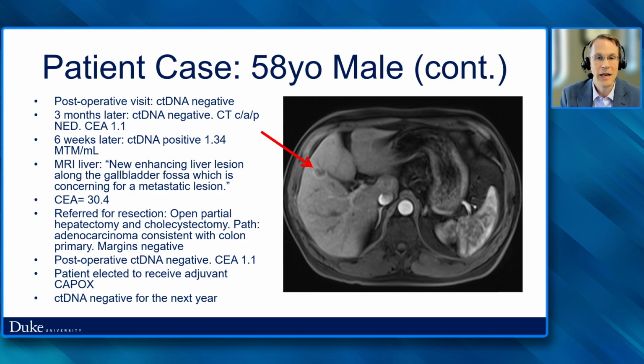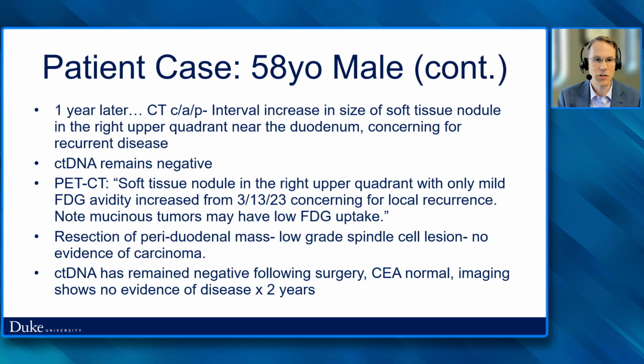Now, this patient, healthy, young, fit, was very concerned about his risk of recurrence, and although there's no evidence that this would change his outcomes, he really wanted to go for chemotherapy, so he took adjuvant CAPOX, and the ctDNA remained negative for the next year.